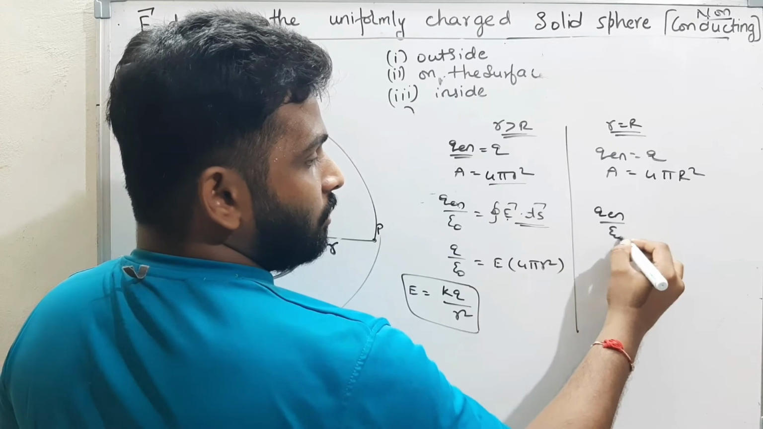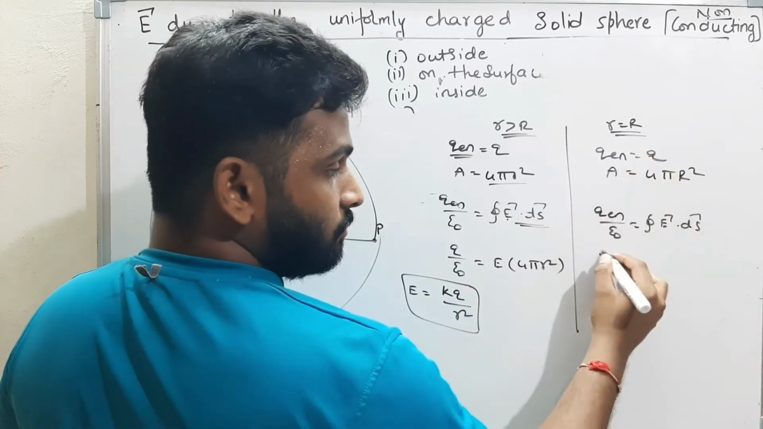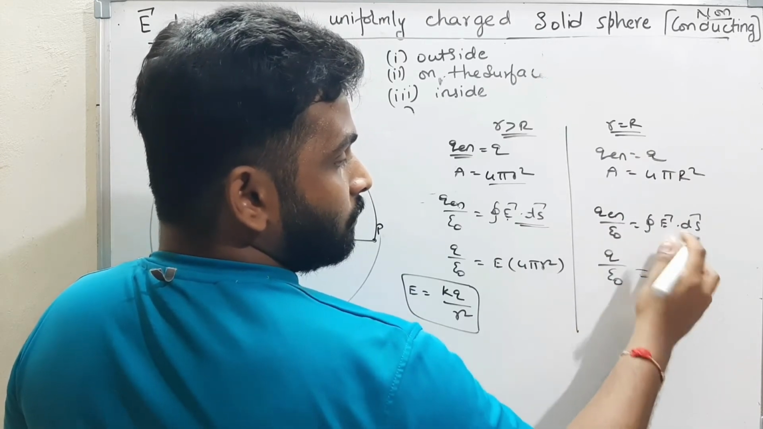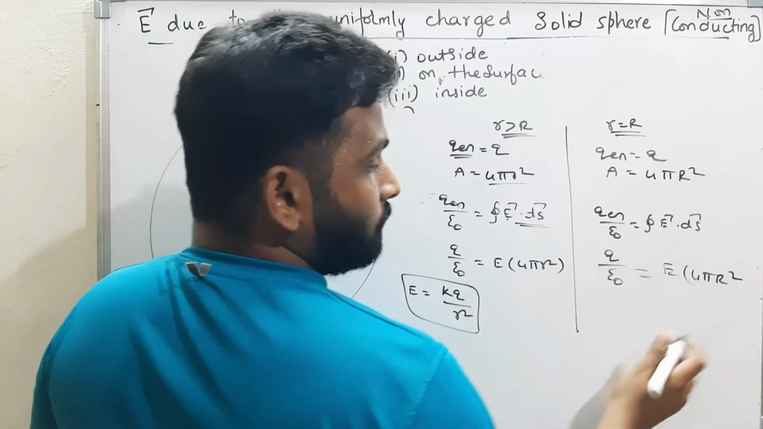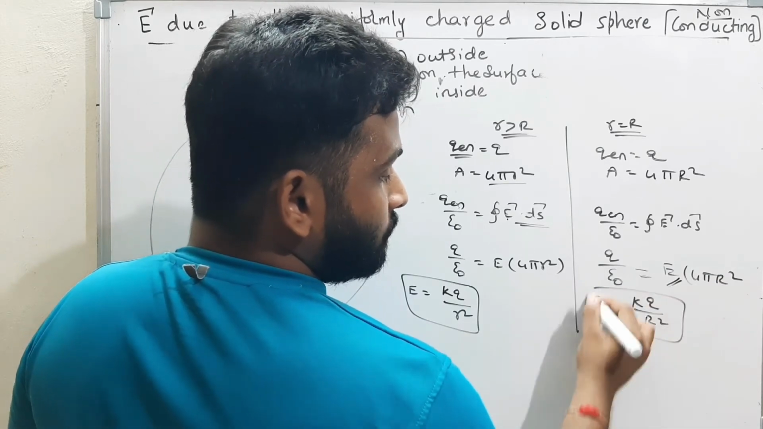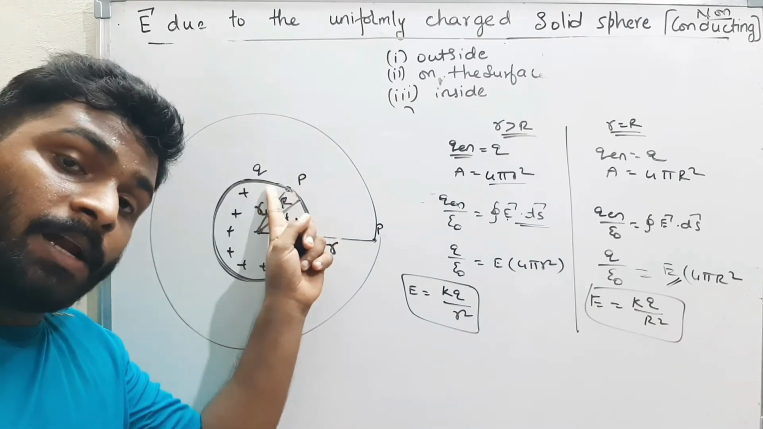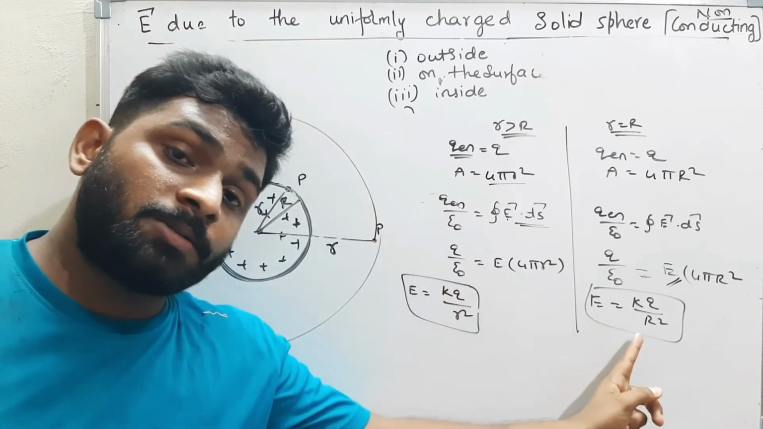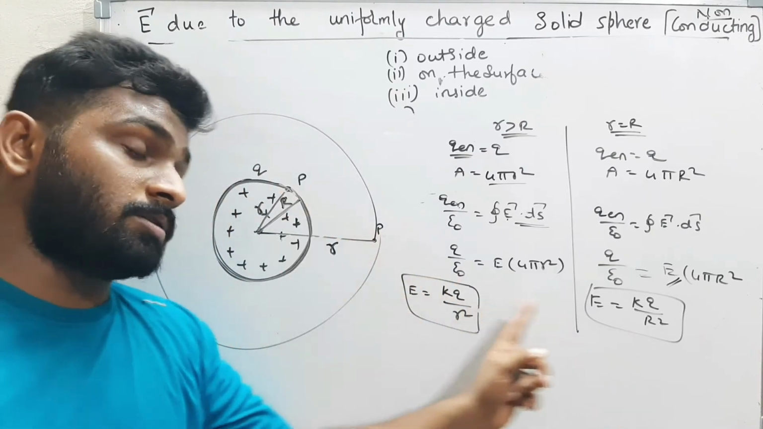Now use the formula: Q enclosed by epsilon naught must be equal to the surface integral of E bar dot dS bar. For charge enclosed Q, Q by epsilon naught must be equal to E into the area of the Gaussian surface, that is 4 pi capital R square. Now what is the electric field? You got kQ by capital R square. Even when the point is on the surface, the electric field is similar to the conducting sphere. Both are the same, for the conducting sphere and the non-conducting sphere, for a point outside or on the surface.